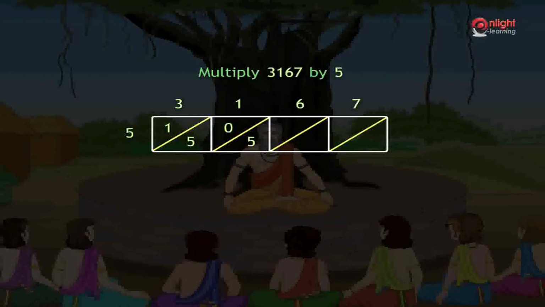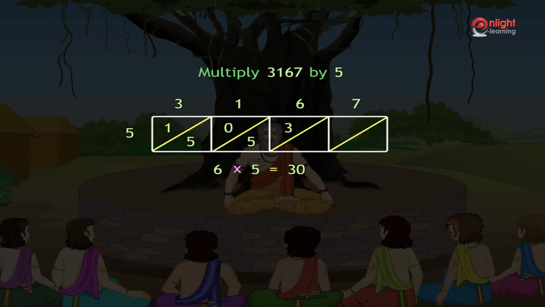Now multiply the digit in tens place with 5. Here it is 6 multiplied by 5. We get 30. Now we have to write 30 on the third box of the lattice, that is tens digit above the diagonal and units digit below the diagonal. So we write 3 above the diagonal and 0 below the diagonal.